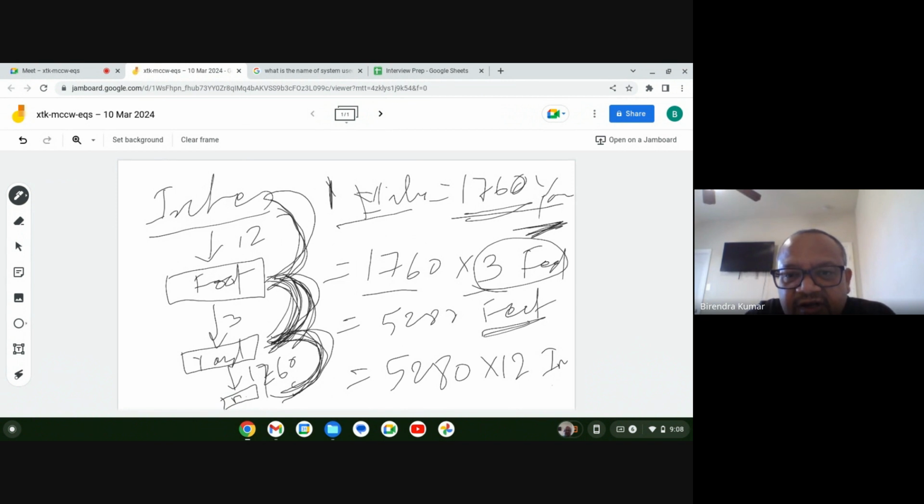1 mile is 1760 yards. Now convert that to feet. I have to multiply by 3 because feet is a smaller unit. Now I got this many feet. I had to convert that to inches, so I have to again multiply that by this factor 12. So this gives you the inches. So you can always see, if you have to convert, let's say, mile to foot.